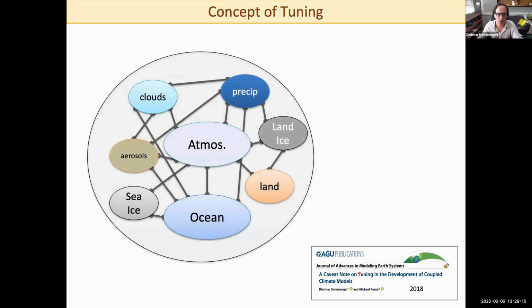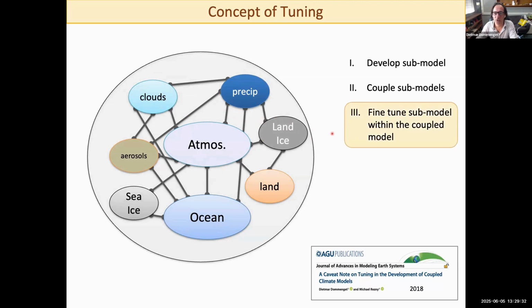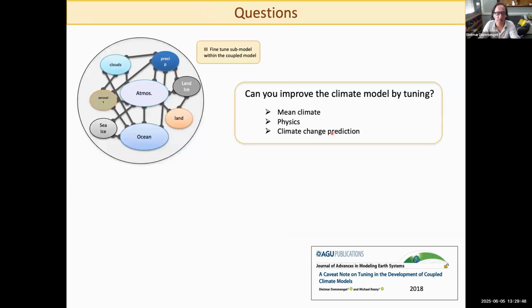So a climate model is a model of many models. They're all interconnected in a complex way. The climate modelers develop the submodels, and then they put it all together to get the coupled model. And then they start fine-tuning the submodels again within the coupled model. This is the kind of tuning I want to talk about, right? You start to play around with model parameters of submodels to make the whole model work better. And the question is, can something like this actually work?